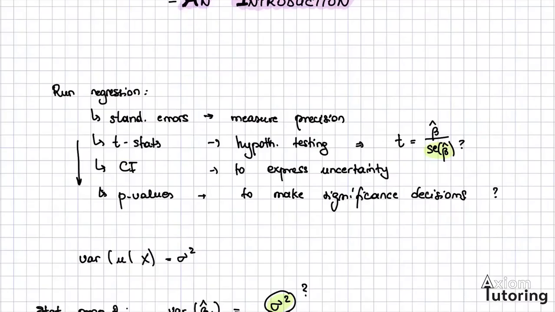Heteroskedasticity makes standard errors incorrect. So it corrupts t-statistics, p-values, and confidence intervals, even though the coefficients themselves are unbiased. In the next video, we'll learn how to detect heteroskedasticity in practice, and we'll use some formal tests to do that. So stay tuned, and I'll see you in the next video.